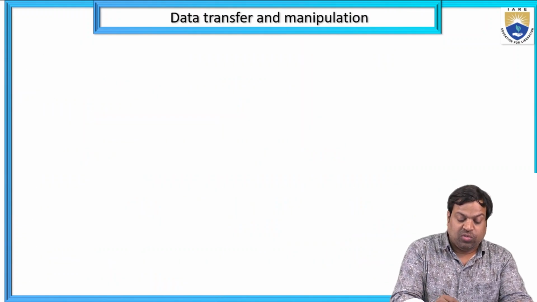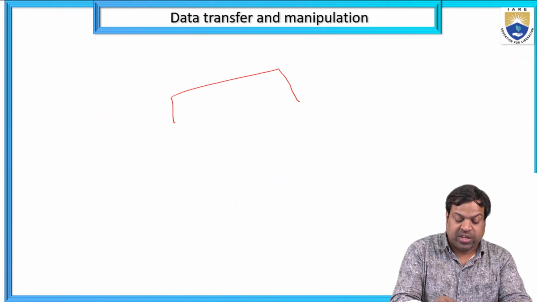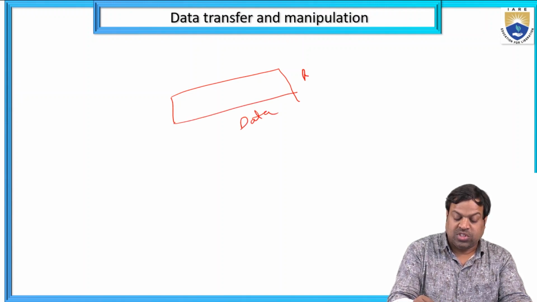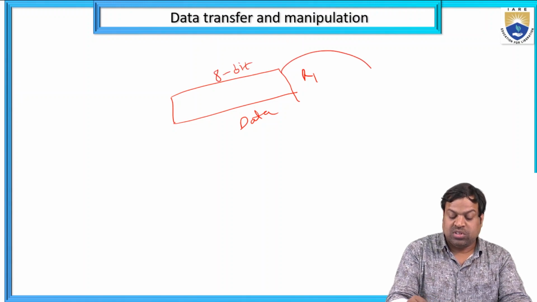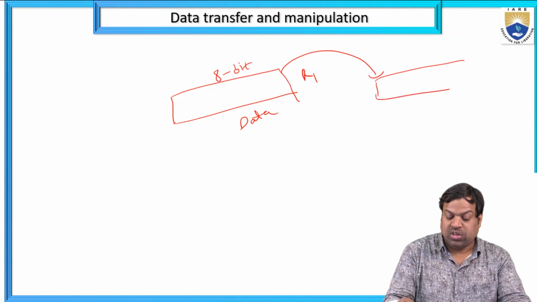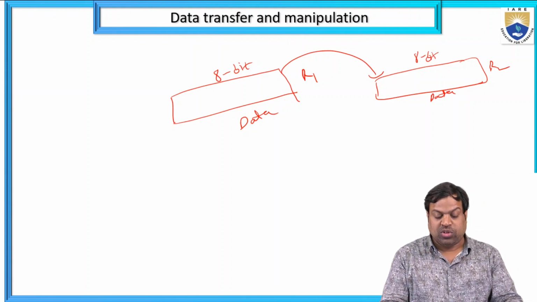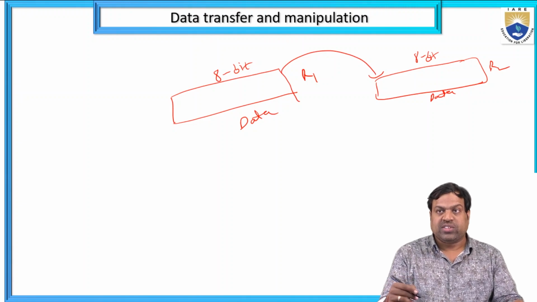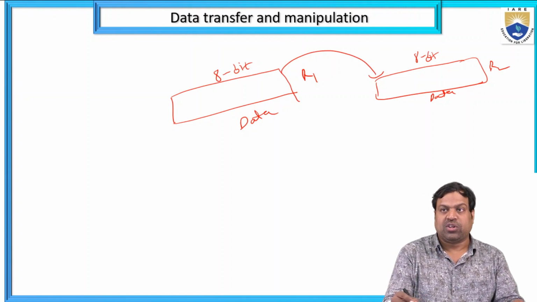So when I'm taking data in register R1, which is 8-bit, I want to convert it to another register. The same 8-bit data, R1 is copying to R2. Is it possible? Yes, it is possible to copy from R1 data to R2. Okay, that is the data transfer.